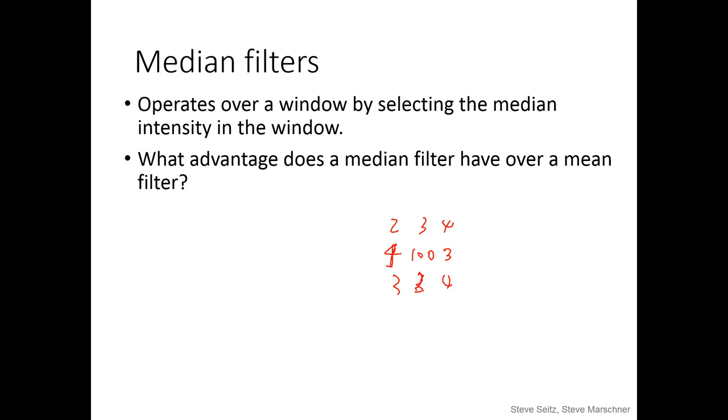Now the median will be, I first sort all the values, so my values are 2, 3, 3, 3, 4, 4, 100, right? If I sort, okay, do I have all the values here? I guess I missed a few. It's 2, 3, 3, 3, 3, 4, 4, 100, let's say. So the median value will be the middle one, this value here. So the median filter over this will give me 3.